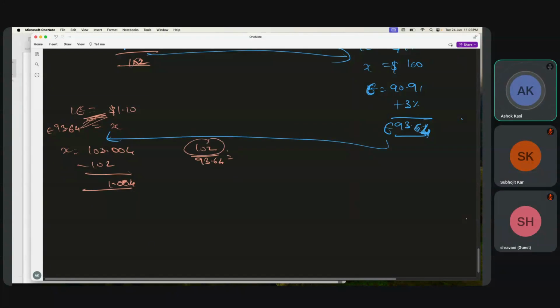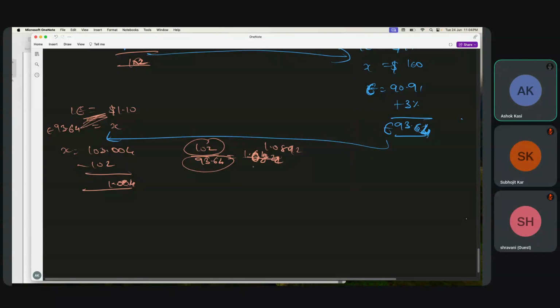102 is what you are supposed to pay. So imagine you are paying all to them. So at what rate? Just calculate. One point 0.64, right? Yeah, 1.0892.